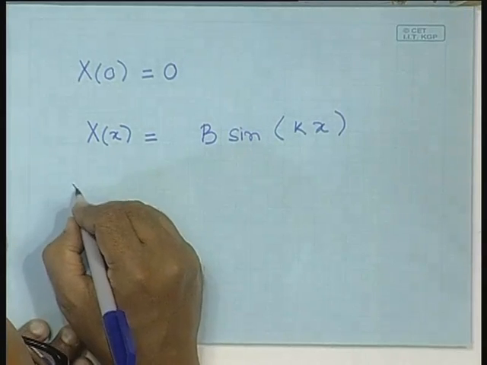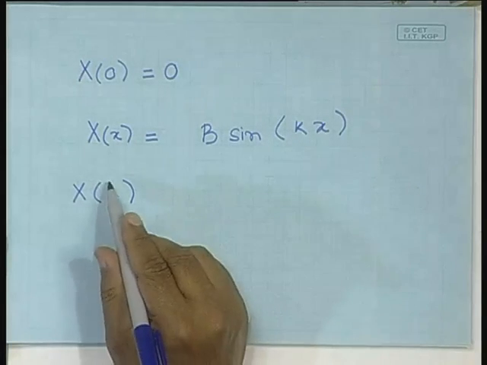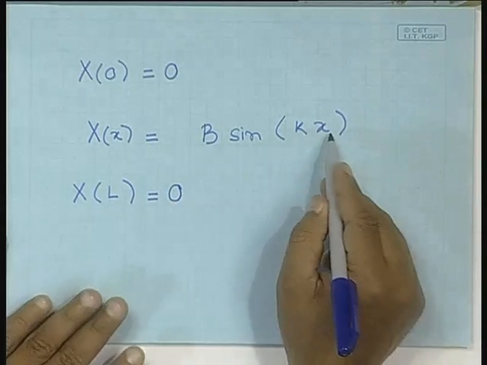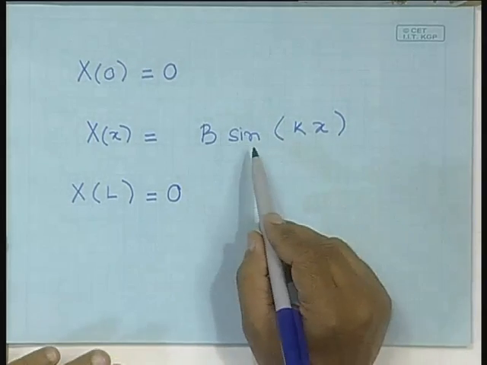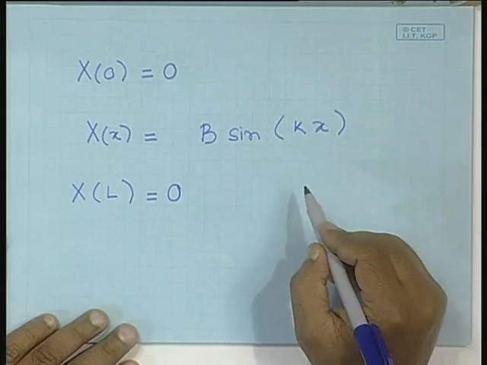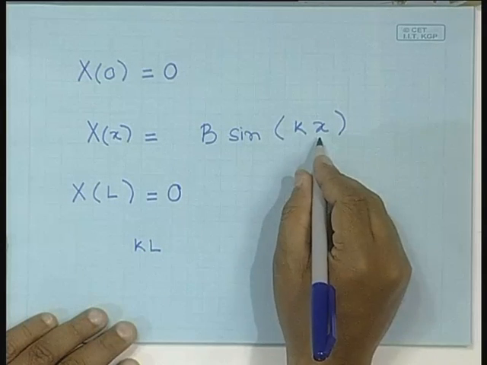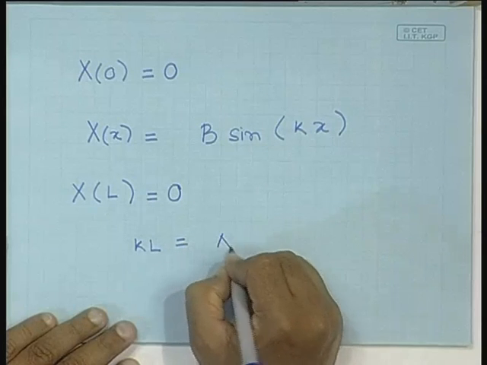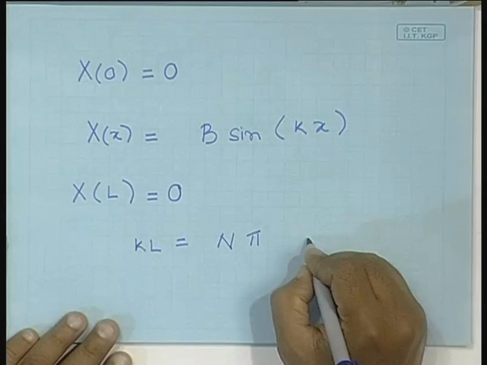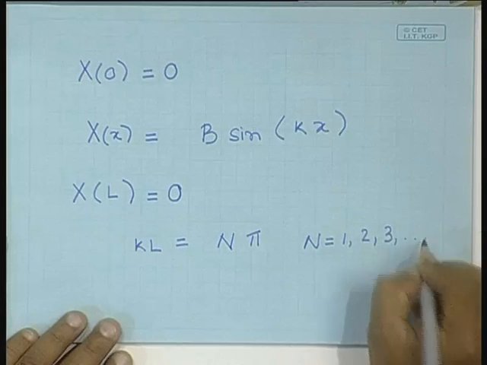Now, we have to impose the next boundary condition, which is that the vibration should also vanish at the other end of the string, which corresponds to x equal to L. So, we would like this function to vanish whenever x is L. Now, we know the sine function becomes 0 whenever the argument becomes a multiple of pi. So, the boundary condition tells us that k into L, at x equal to L, should be a multiple of pi, n times pi, where n could be any integer, 1, 2, 3, etc.